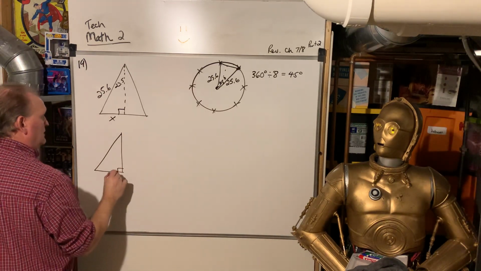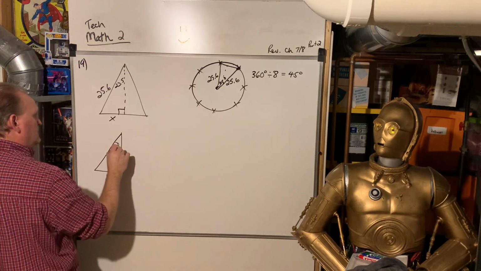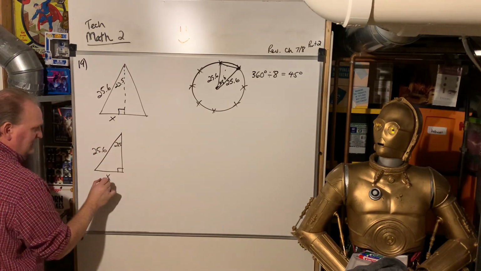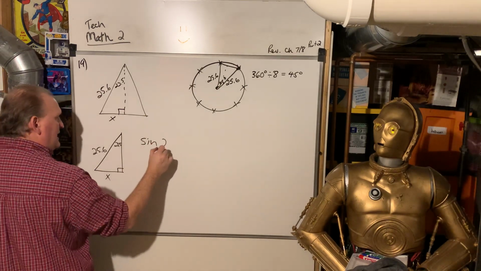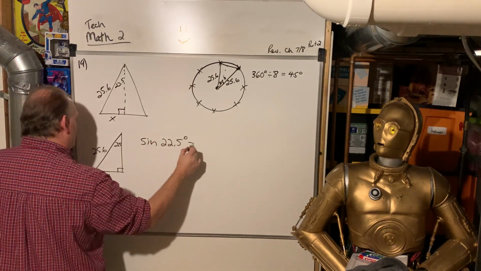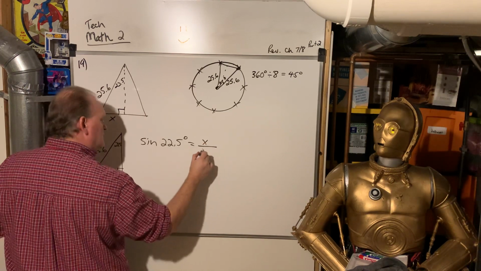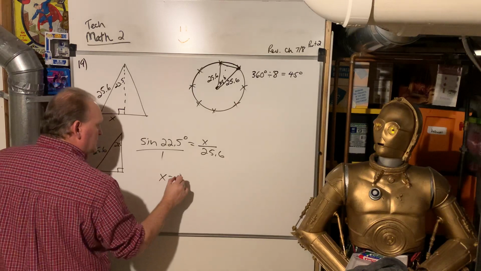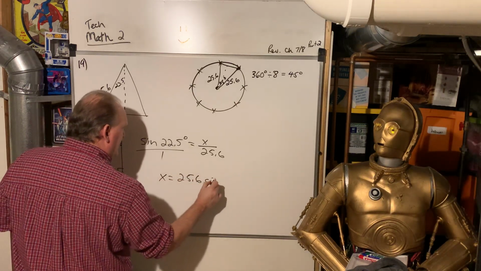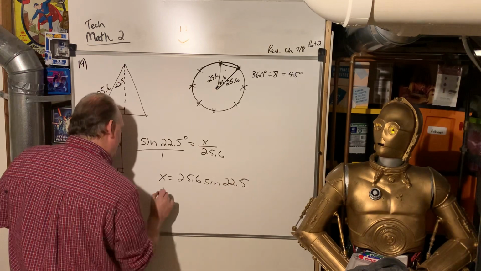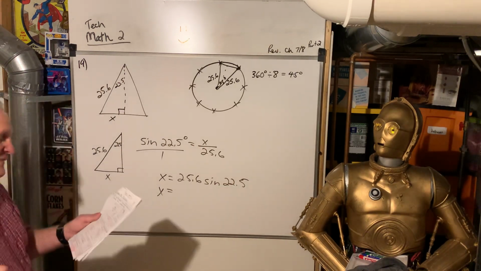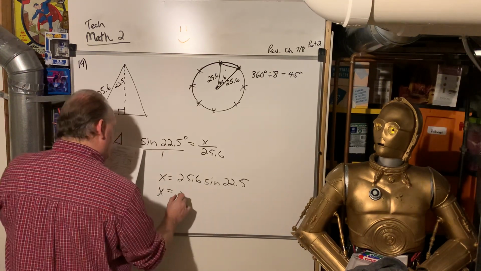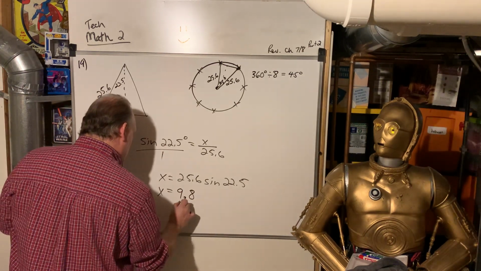So x, 22.5, and 25.6. So which one is opposite a hypotenuse? That's sine. So we know the sine of 22.5 degrees is equal to x over 25.6, and then cross multiply and solve. So x is equal to 25.6 sine 22.5. That gives me half of my answer. So that is 9.79... We'll call it 9.8. All right.